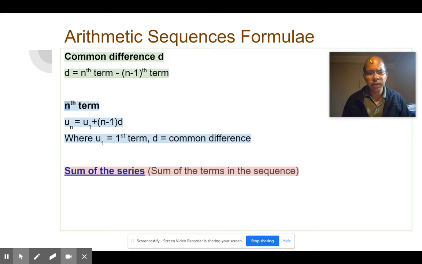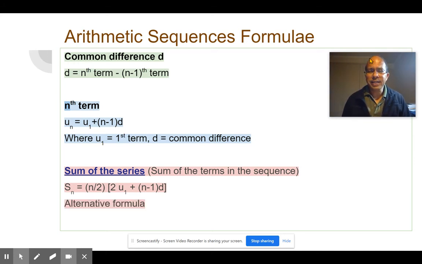And the last formula is the sum of the series. This is given by Sn equals n by 2 times 2 times first term plus n minus 1 times common difference. Let's look at an example that illustrates the arithmetic sequences formulae.